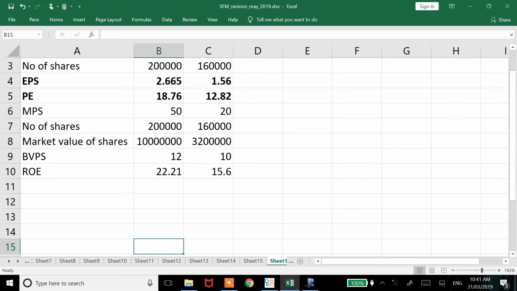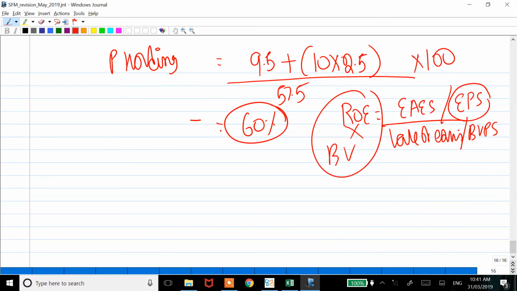So I have my market price, which can be split into EPS and PE. EPS can be split into ROE and book value per share. So you can keep dividing this, and finally you can get at a ROE and book value per share. Any doubts on this? The base formula is this: return on equity is equal to earnings per share divided by book value per share. Any doubts on this? Clear? Can you proceed?